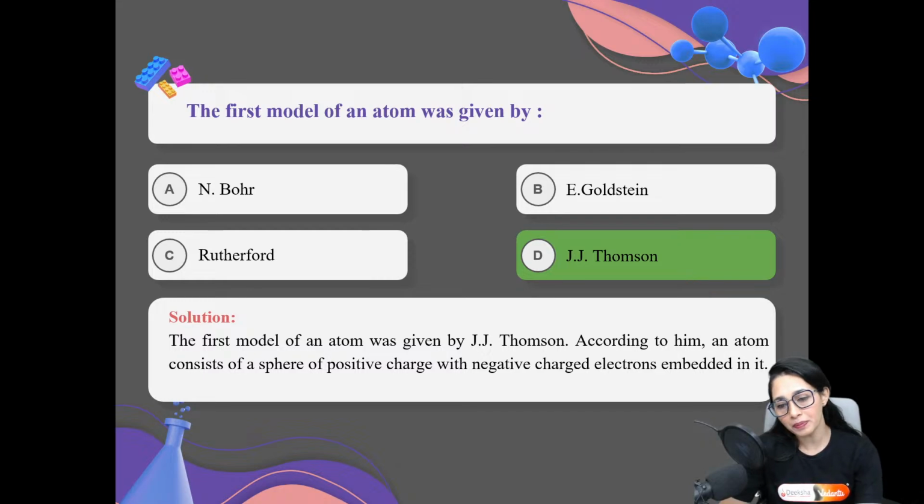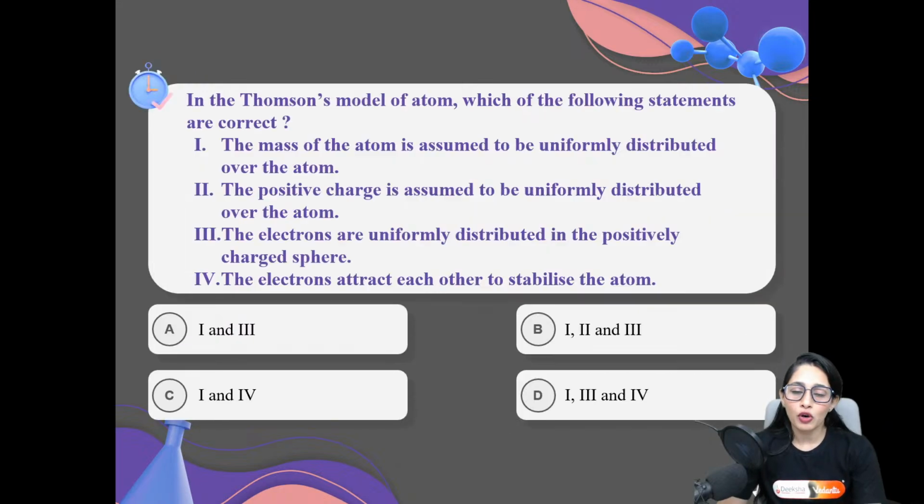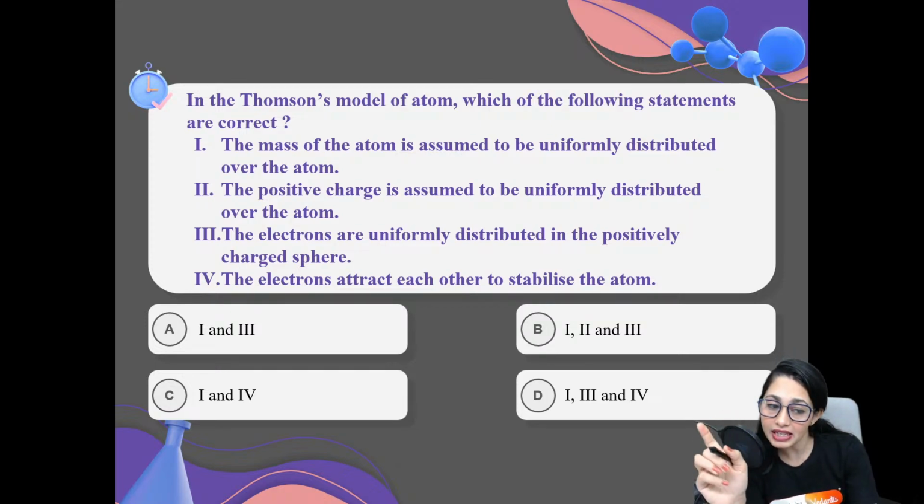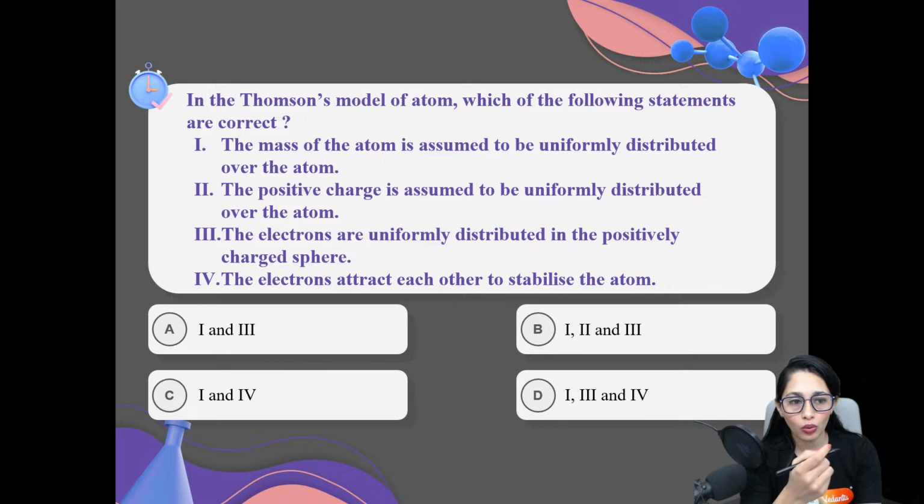It is J.J. Thomson. In the Thomson's model of atom, which of the following statements are correct? The mass of the atom is assumed to be uniformly distributed over the atom. The positive charge is assumed to be uniformly distributed over the atom. The electrons are uniformly distributed in the positively charged sphere. The electrons attract each other to stabilize the atom. So, which statements are correct here? Read all the statements and give the answer, please.